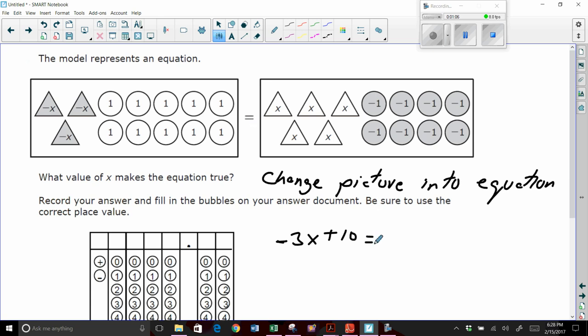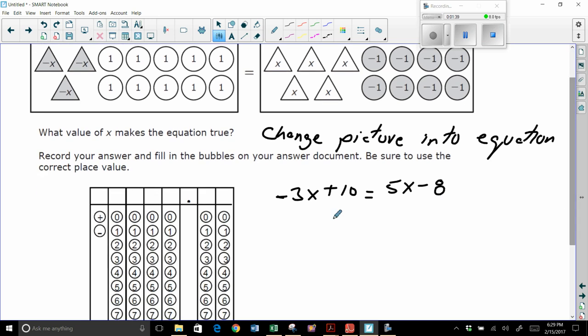Equal. I go to my white triangles. Each triangle is an x. So I have 1x, 2x, 3x, 4x, 5x. Positive 5x. Positive because they're positive x's. I go to the gray circles. Each gray circle is a negative 1. So I have negative 1, negative 2, negative 3, negative 4, negative 5, negative 6, negative 7, negative 8. So negative 8.